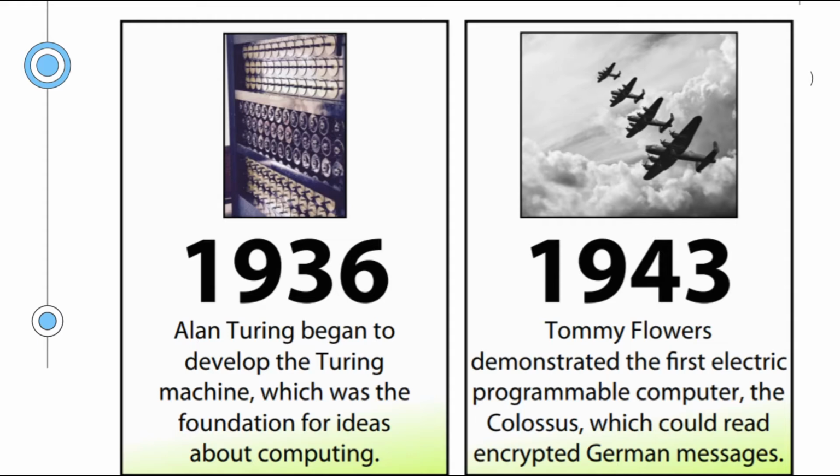In 1936, Alan Turing began to develop the Turing machine, which was the foundation for ideas about computing. And then in 1943, around the time of World War II, Tommy Flowers built a machine which was first electrical computer which could read encrypted German messages. Sorry, the name of the computer was actually Colossus, and Enigma was the name of the German code, and this computer was able to break that.